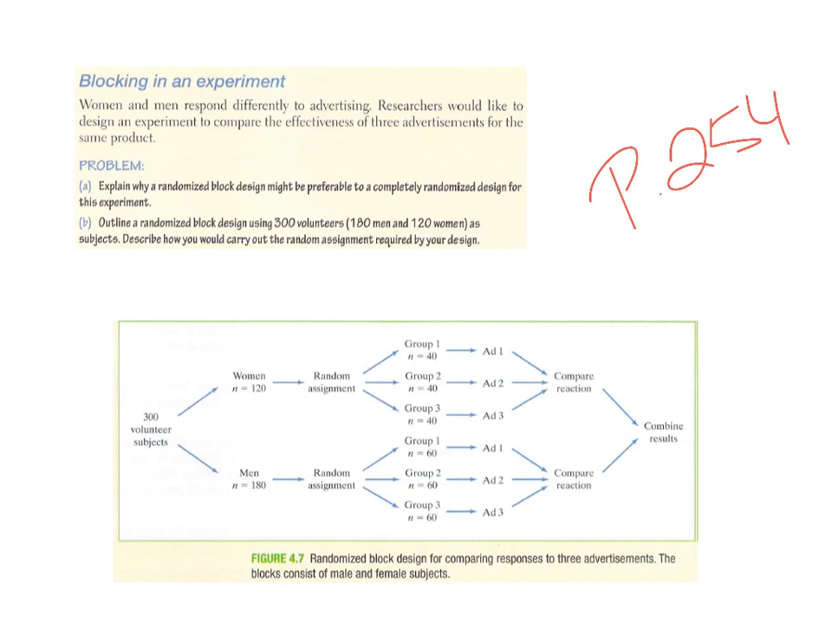So the first question here asks to explain why a randomized block design might be preferable to a completely randomized design for this experiment. So you're not explaining how you're setting up the experiment here. You're explaining why you would form these blocks of women versus men. If I had a completely randomized design, I've got men and women all together as a single pool. And so we could end up with one treatment group getting a very large amount of women, or one treatment group having a very large amount of men.